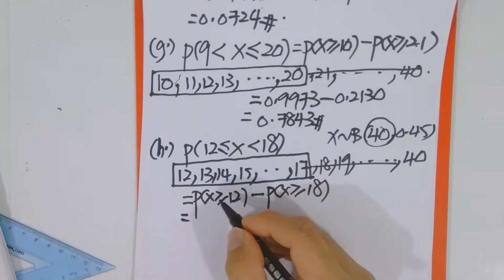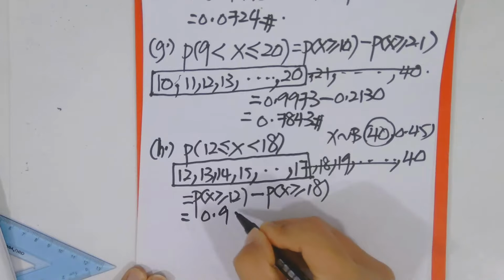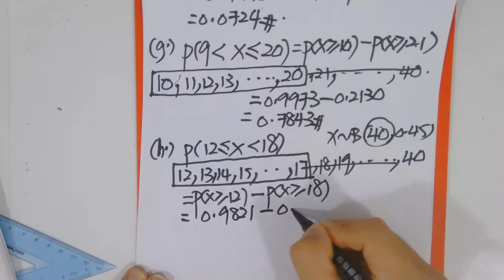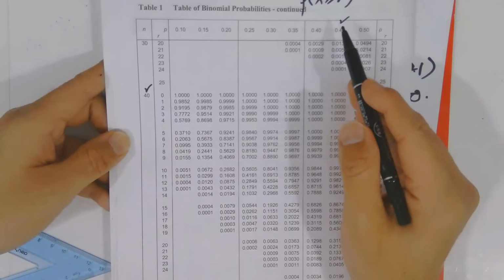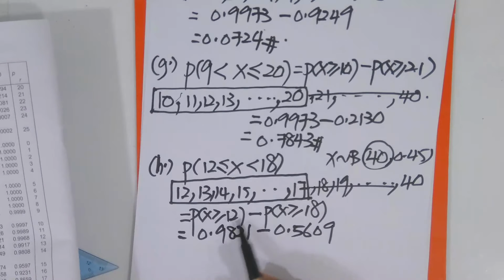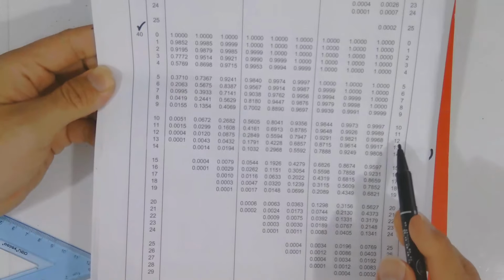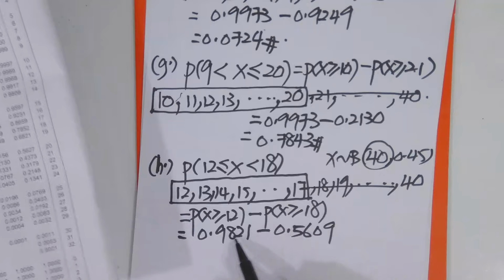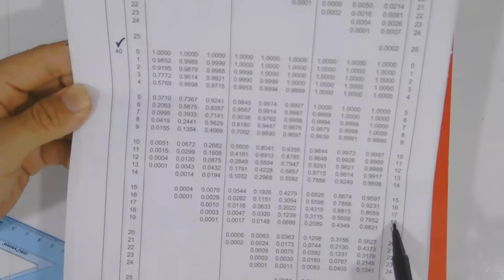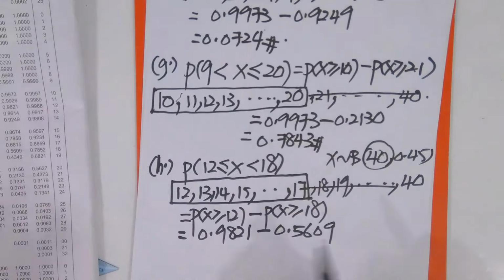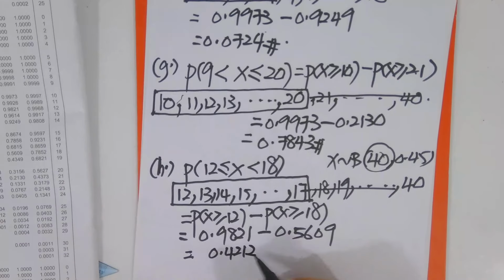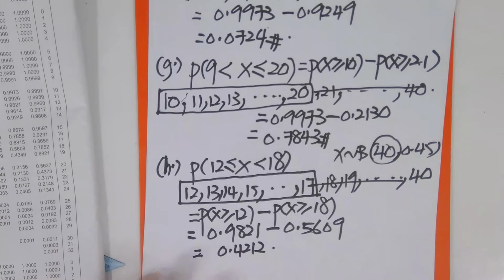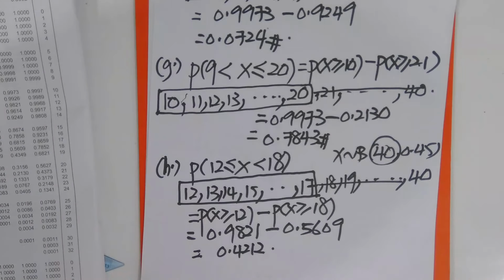If you read from the statistical table, now I think you already know how to get the value. 0.9821 minus away 0.5609. How to get this value? Find from the statistical table 40, 0.45, so 12: 0.9821. Then 18, where is 18? 0.5609, exactly. If you calculate, you get 0.4212. So I think now you have a better understanding.